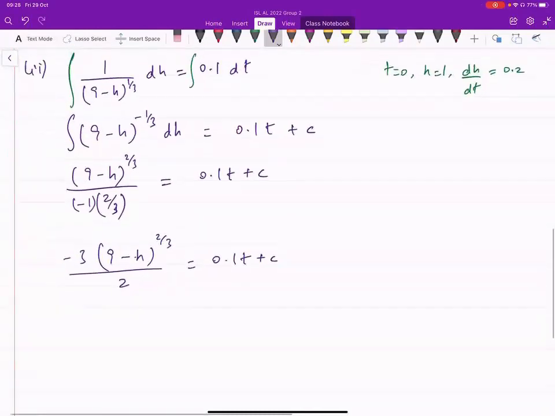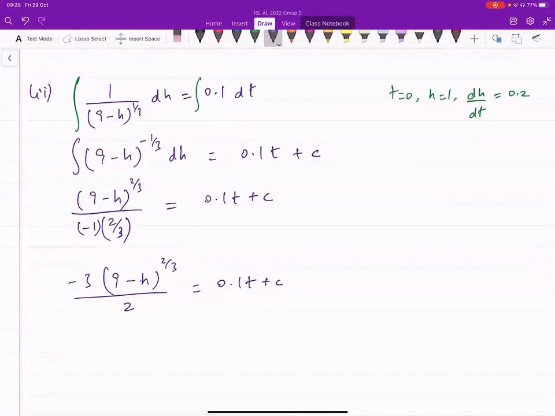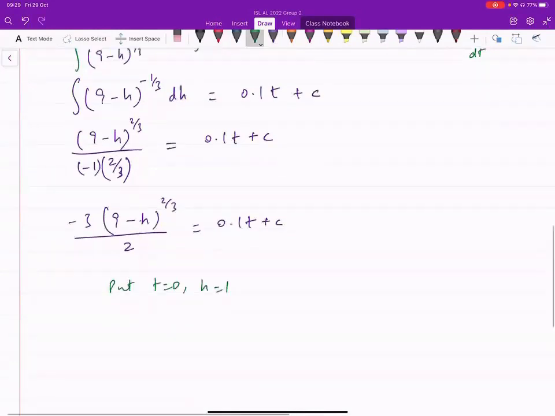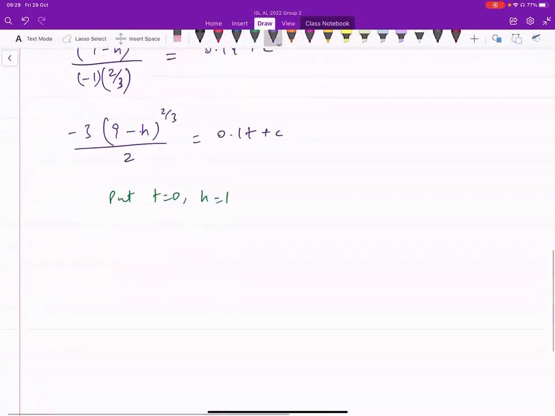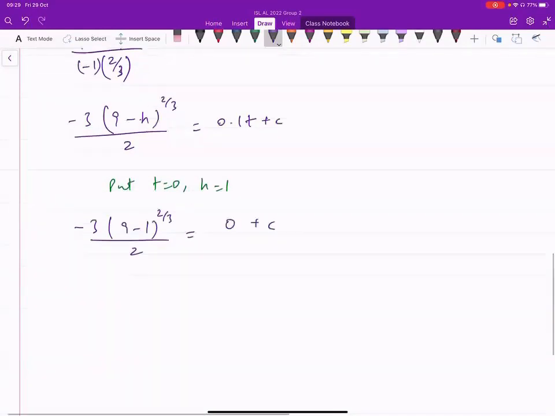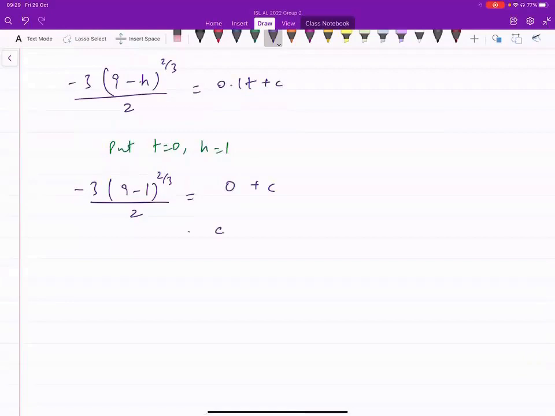Okay. अब हमें c की वैल्यू फिगर आउट करनी है. वो पॉइंट इनपुट कर दें. We know that when time is equal to 0, h is equal to 1. We input that here. Let's input t equals 0 and h equals 1. What do we get from that? We have minus 3 into (9 minus 1) whole raised to power 2 over 3 divided by 2. That equals 0 plus c. So c आ गया, 8 का cube root, that's 2, 2 into 2, that's 4.